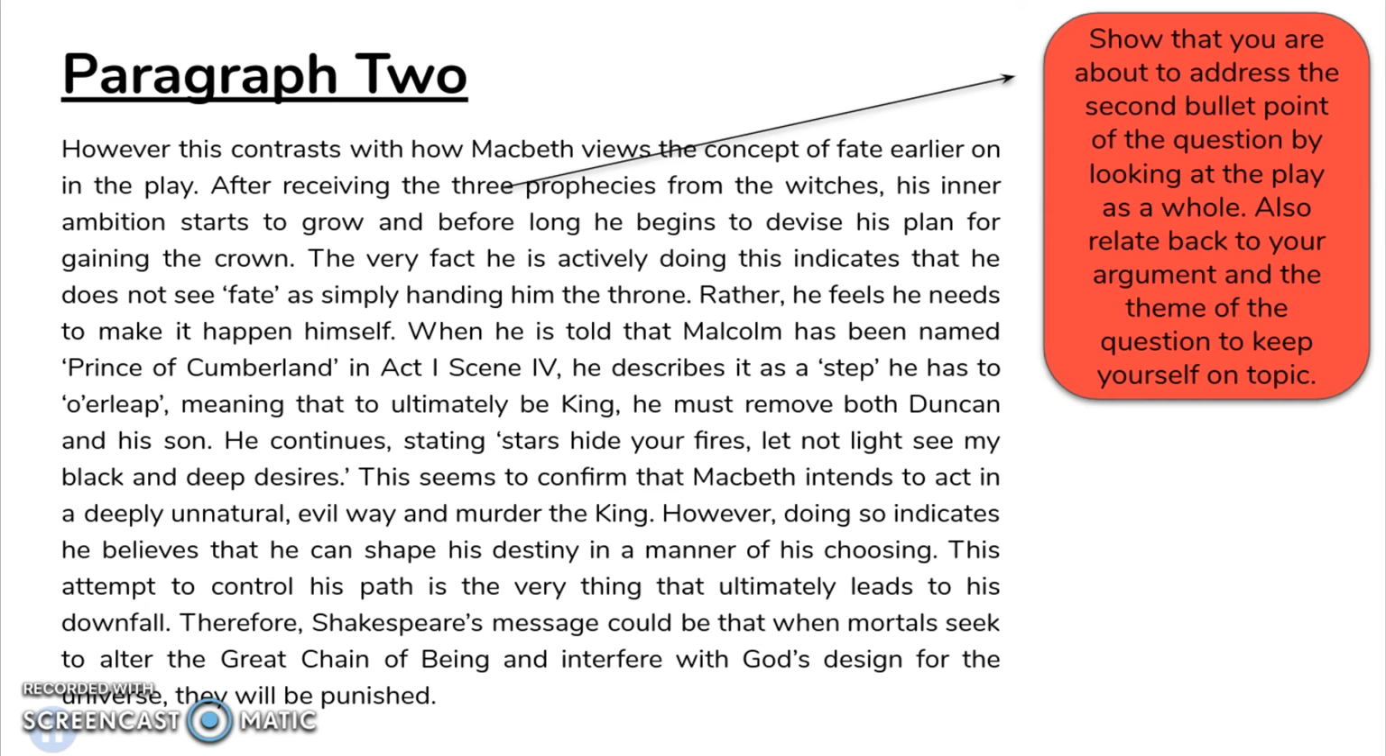When he's told that Malcolm has been named Prince of Cumberland in Act 1, Scene 4, he describes it as a step he has to o'erleap, meaning that to ultimately be king, he must remove both Duncan and his son. He continues, stating, "Stars hide your fires, let not light see my black and deep desires." Now, that's a long quote. You don't always need to stick in long quotes. I just know that's a very famous one, and I've memorised it for this essay.